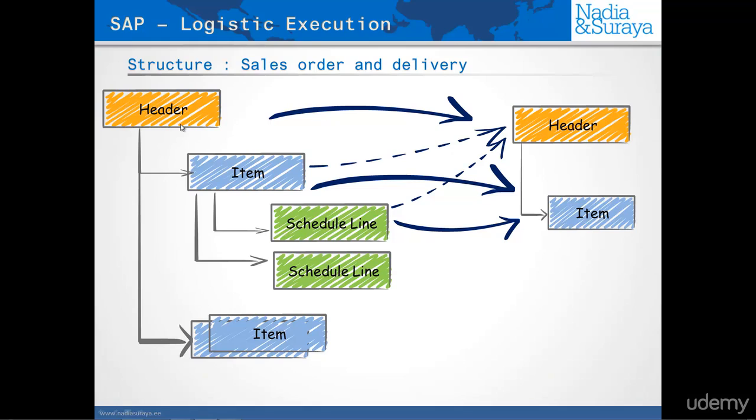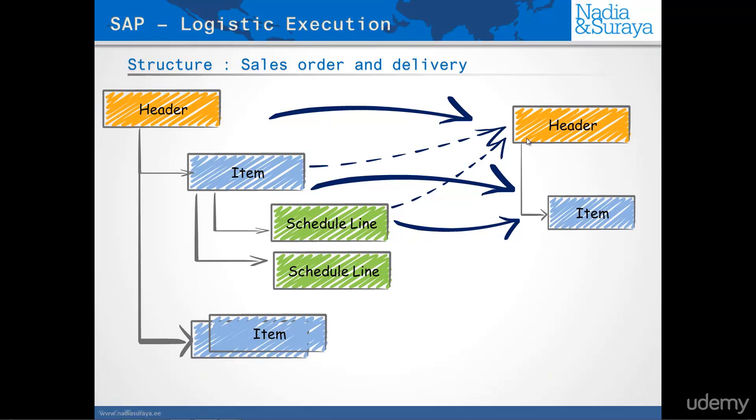We do this by a logic called the copy control, and you can see more details of this in the next lecture. But for now, just assume that there's some logic that copies data from the sales order header to the delivery header. This is the same for the item. We have an item to item copy, and also from the schedule line. So data from the schedule line we copy into the item of the delivery. Note that there is no schedule line on the delivery at all.